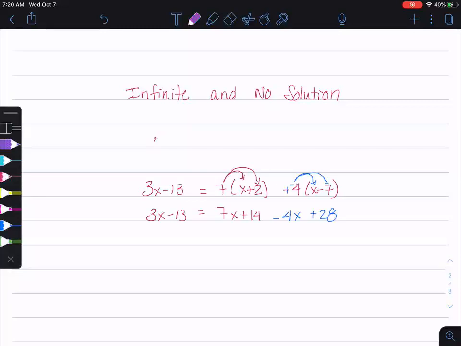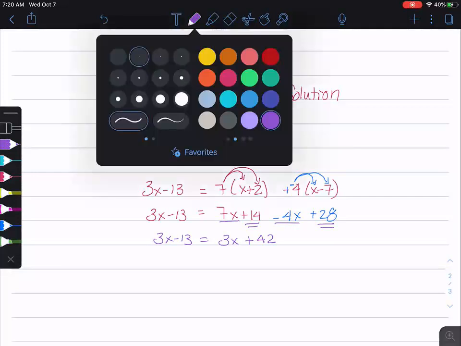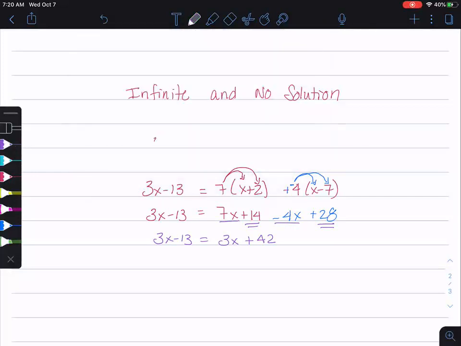So at this point, just like in the previous two videos, I'm going to combine like terms. This would then give me 3x. I'm combining the 14 and the 28, and that's going to give me 42. And this is equal to 3x minus 13. So just like we did on multi-step equations, we want to isolate that variable. When I see variables on both sides, I need to move it to the other side. So I'm going to move this 3x by doing the opposite operation over to the other side.